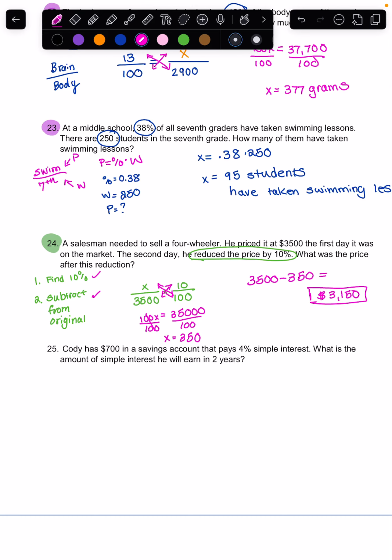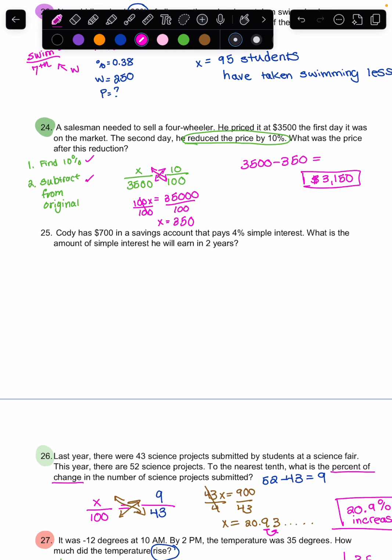Simple interest is something that we go over briefly. So there's only one question that's asking you to do it, and there's two different ways that you can do this. So it says Cody has $700 in a savings account that pays 4% simple interest. So we see the percent, and ding, ding, ding, you should be thinking, oh, the number 100 has to come into play here because it is a percentage. What is the amount of simple interest he will earn in 2 years?